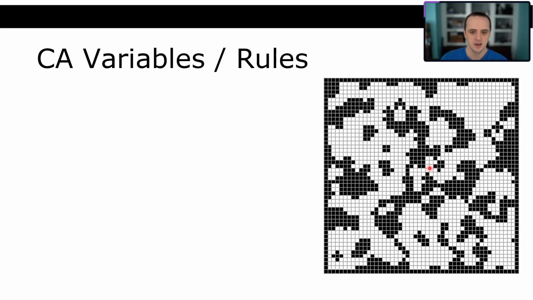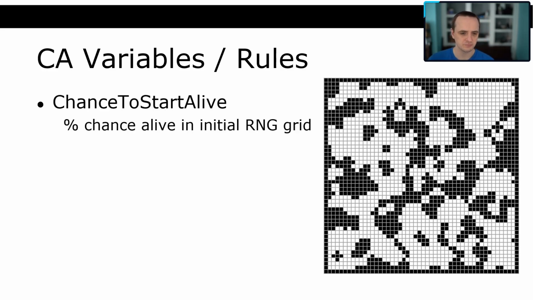It's going to depend on 4 values. So we're going to have 4 variables that we use with this algorithm. Very simple algorithm, 4 variables. The first one I'm calling chance to start alive. When you first initialize your grid, you're going to put random values into that grid. And when you iterate through, for each x and for each y, what is the probability that that cell is alive or not?